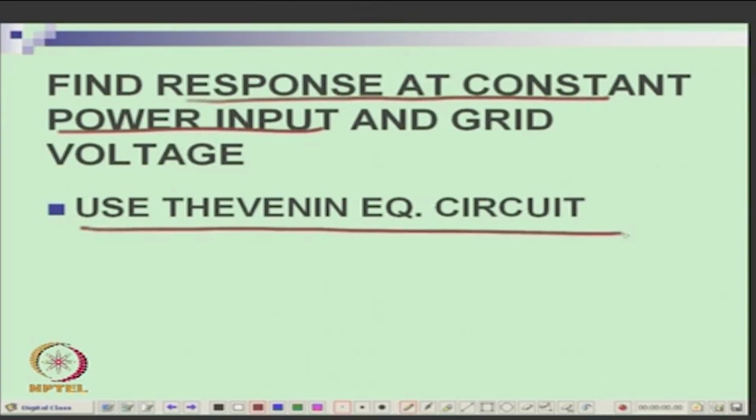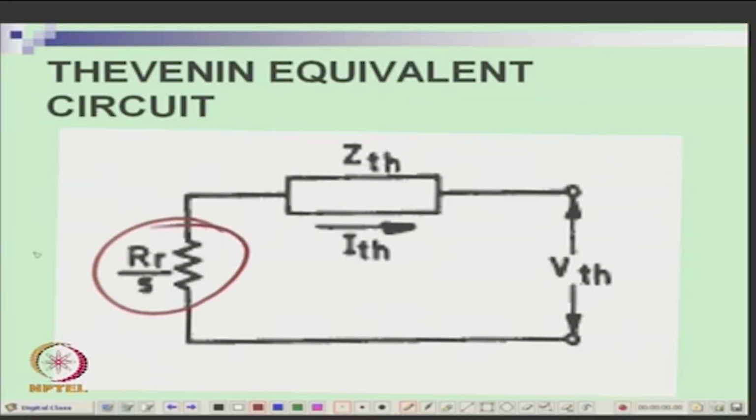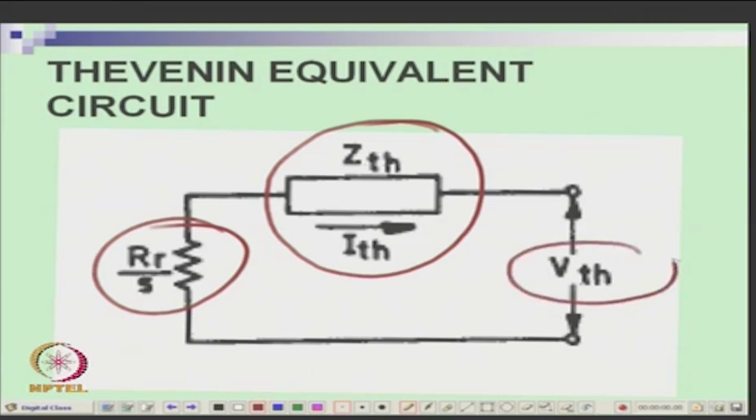So, the simplest thing we did was to use a Thevenin equivalent circuit. Now, how do you do that? The Thevenin circuit has RR by S, and all other things you take as Z Thevenin. RR by S is the only variable, and then you have V Thevenin.